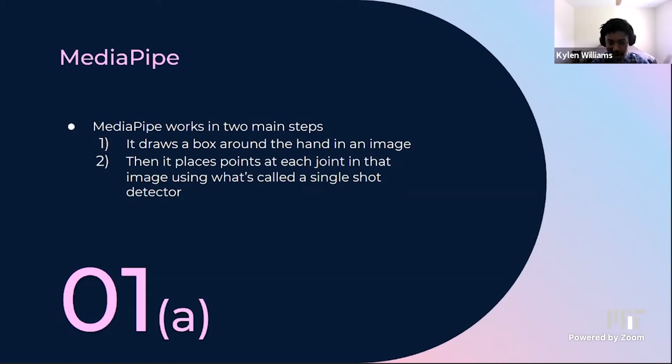MediaPipe works in two main steps. First, it draws a box around the hand in an image, and then it places points at each joint in that image using what's called a single-shot detector. A single-shot detector draws boxes over the objects in an image and then resizes them depending on how well that box fits the object in the image.